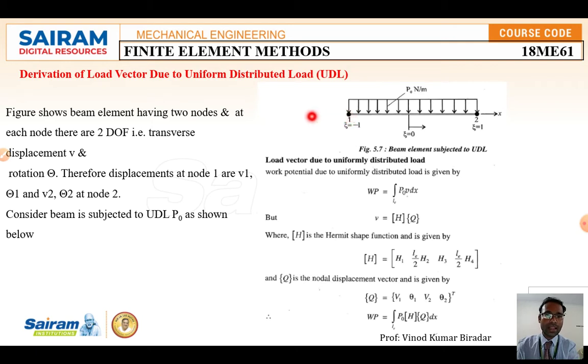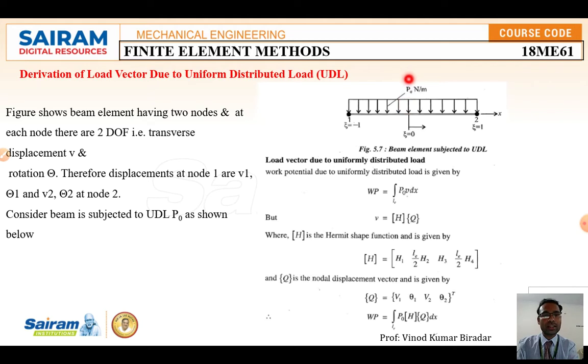Here over the entire length the load should be acting the same, from node number 1 to node number 2. Look at this diagram, these are the indications, UDL. The entire length the load is acting uniformly. Here at node number 1 zeta value is equal to -1, at node number 2 zeta value is equal to 1, and at the middle zeta is equal to 0.